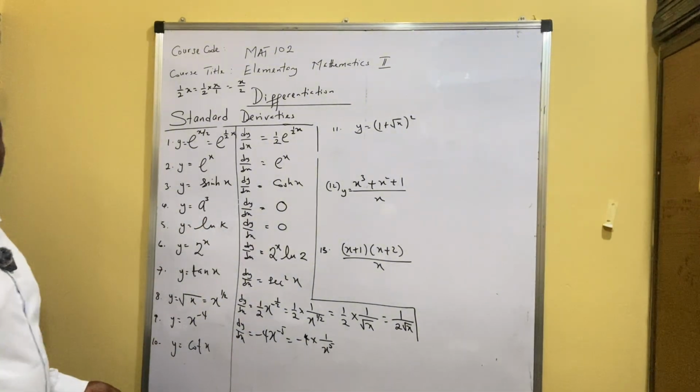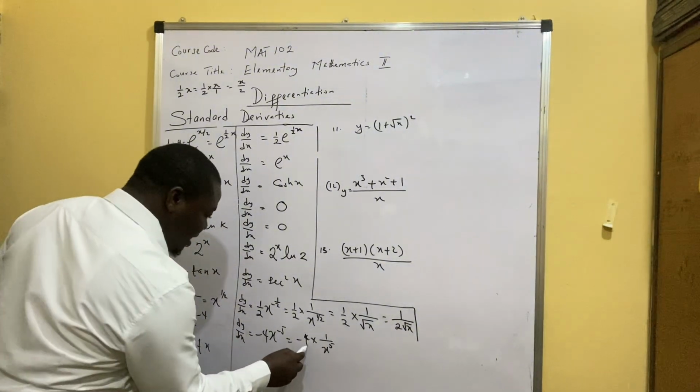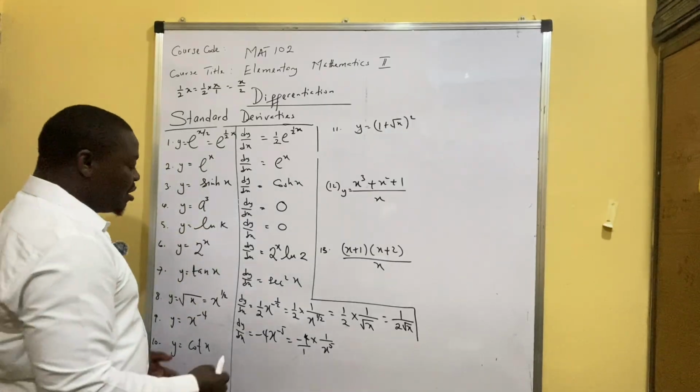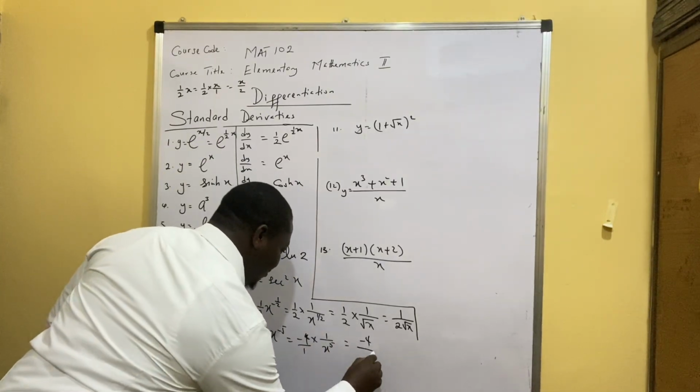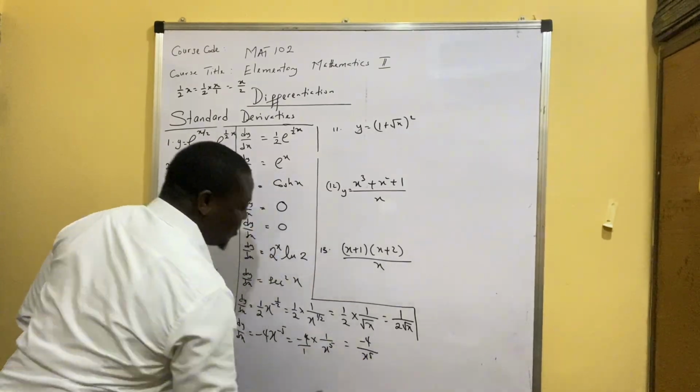So we don't need to apply any law of indices again, right? But don't forget that this minus 4 is the same thing as minus 4 over 1. So numerator multiplies numerator, we have minus 4. Denominator multiplies denominator, we have x raised to the power 5, and that's it.